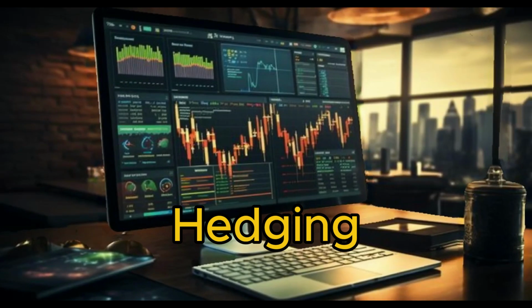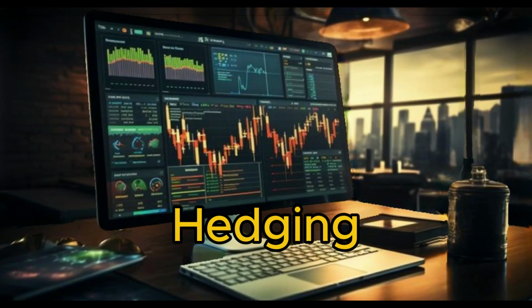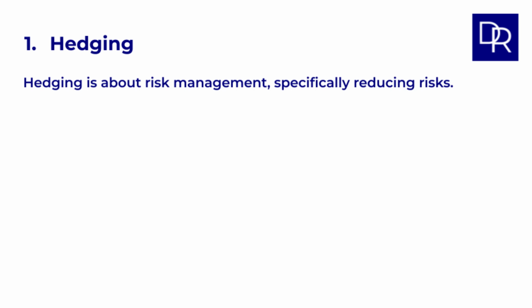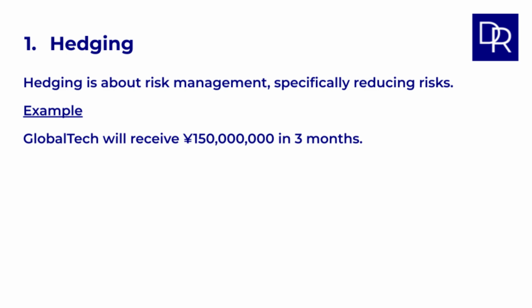First, look at hedging. As we touched upon in lesson 1 with our coffee example, hedging is fundamentally about risk management. It's about reducing or controlling unwanted risks. Imagine a real-world business scenario. Global Tech Solutions, a US-based electronics manufacturer, sells high-tech components to a customer in Japan. They've agreed on a price of 150 million Japanese yen to be paid in 3 months.